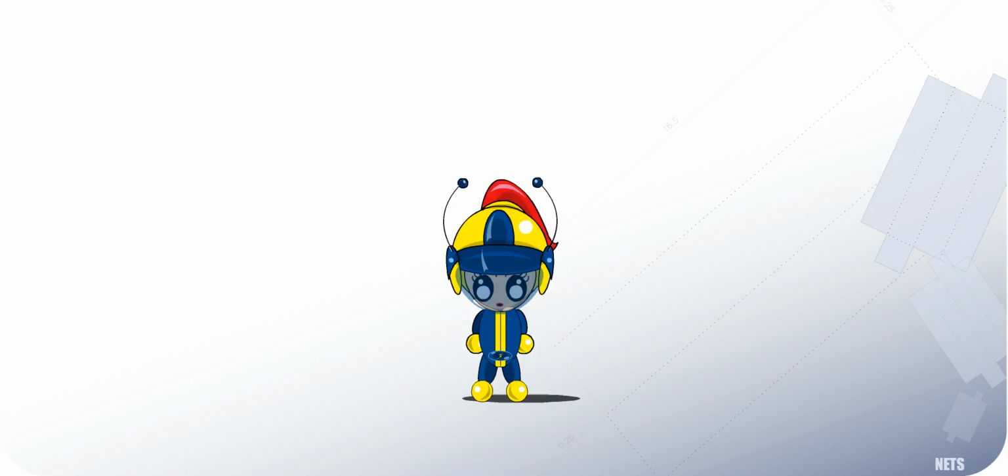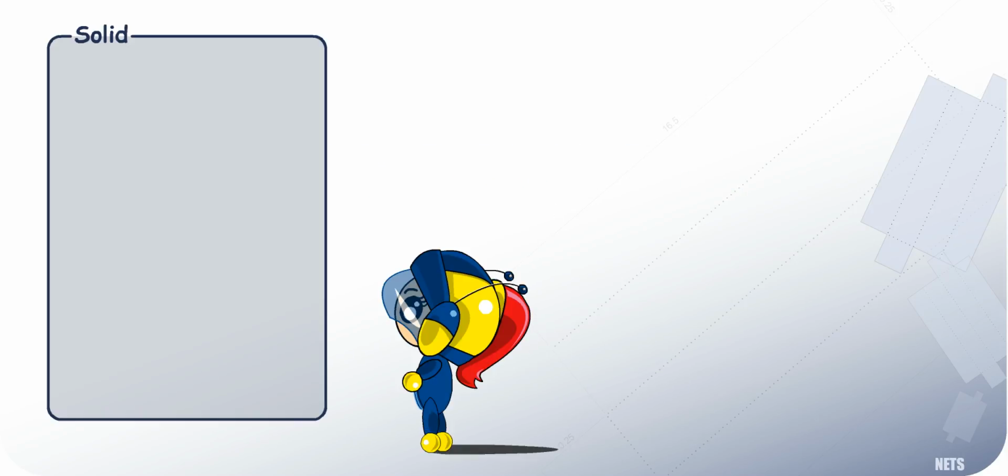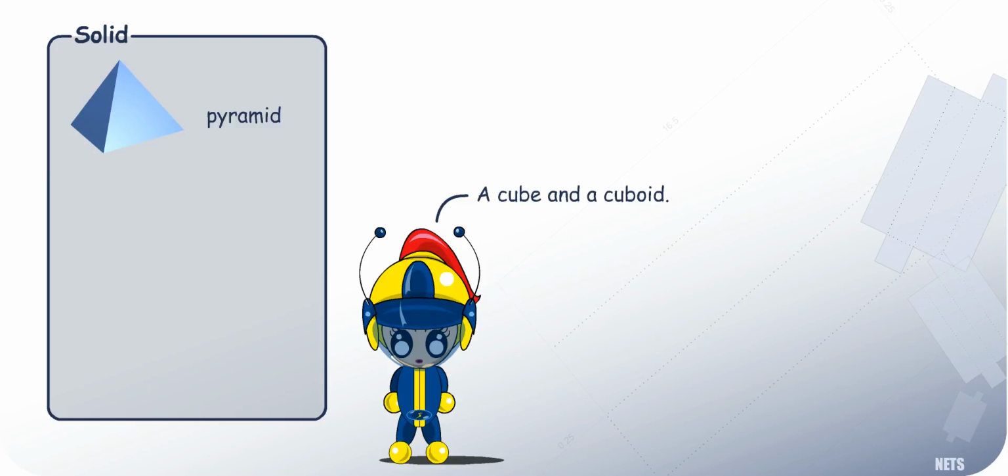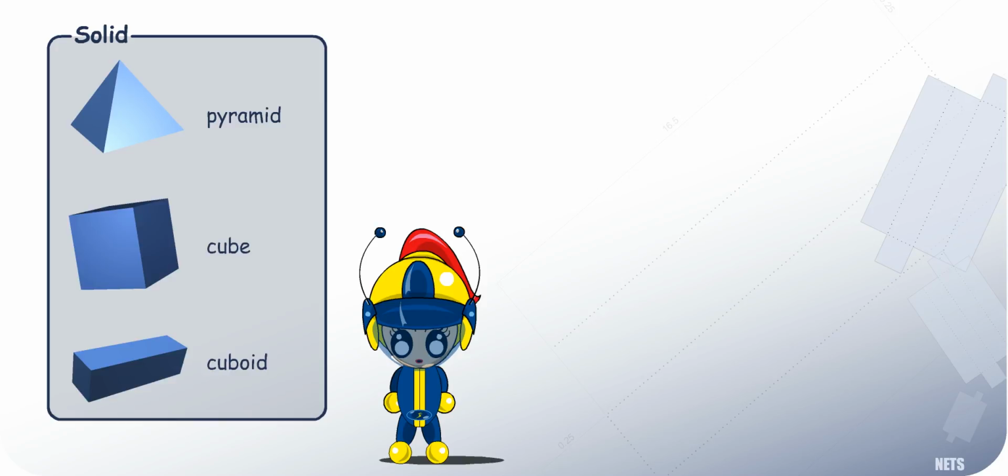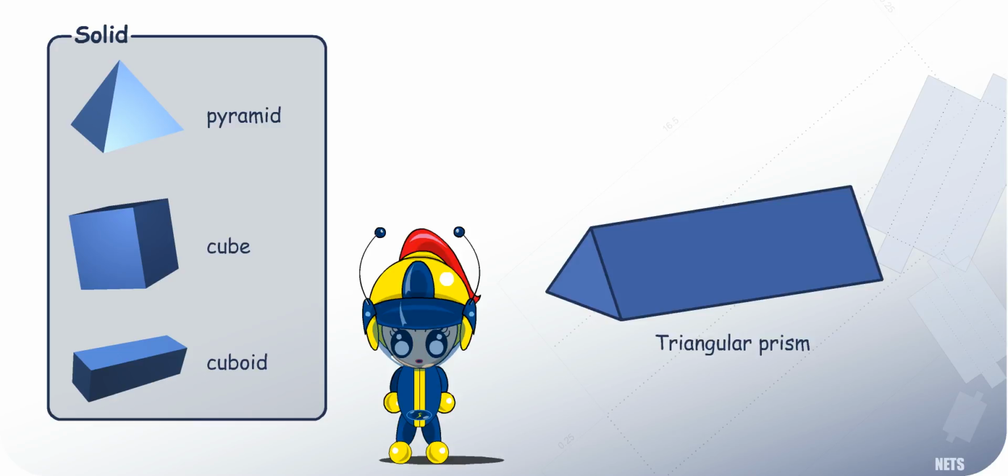There are many different types of solid. Other than the pyramid, can you name me others? A cube and a cuboid. Good. There is another solid called the prism. An example of a prism is the triangular prism. Okay, now I know. Good.